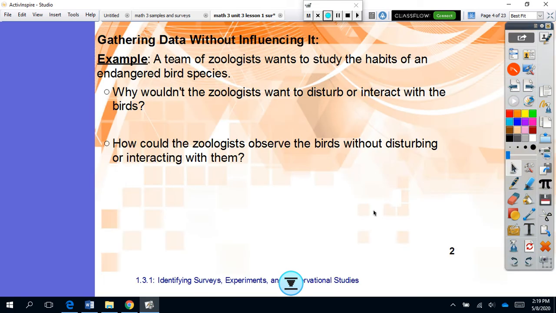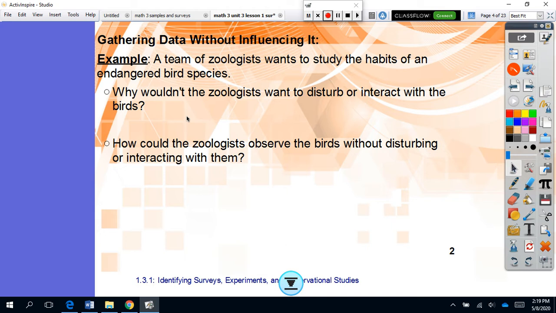But okay, so let's start with the first type of study, which is an observational study. So the example would be a team of zoologists wants to study the habits of an endangered bird species. Why wouldn't those zoologists want to disturb or interact with the birds? Normally when I do this in class, we start having a great discussion on how we could get the data without disturbing them. Well, why wouldn't we want to? What would that do to them?